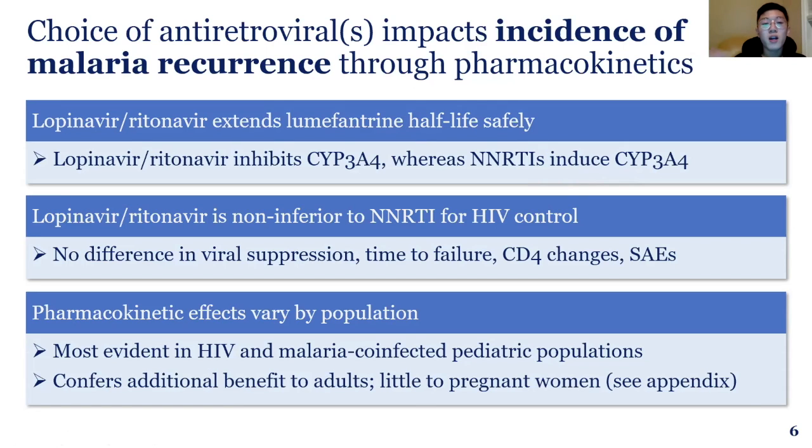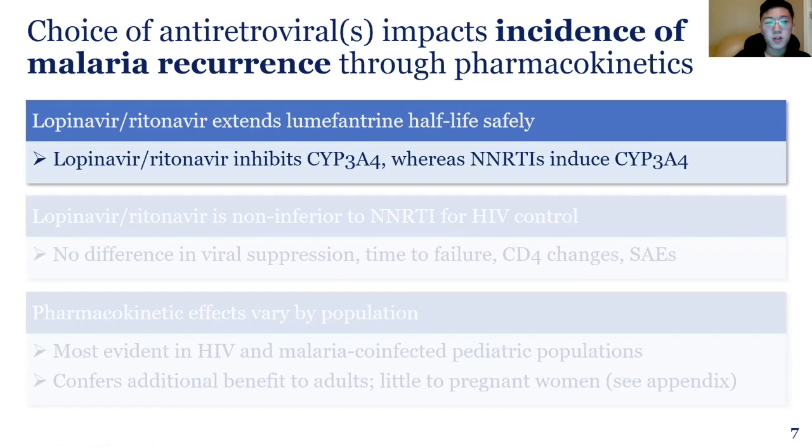Secondly, we want to think, great, it seems like we should combine lopinavir and ritonavir with lumefantrine because we're extending the antimalaria protection. But what if this protease inhibitor combo is actually less effective at controlling HIV viral load? There's another study I'll show that shows, in fact, it is non-inferior to NNRTI for HIV control, and there's no difference in viral suppression, time to failure, changes in CD4 positive T cells, or severe adverse events. And lastly, if we have time, we'll talk about some pharmacokinetic effects in other populations, particularly adults and pregnant women.